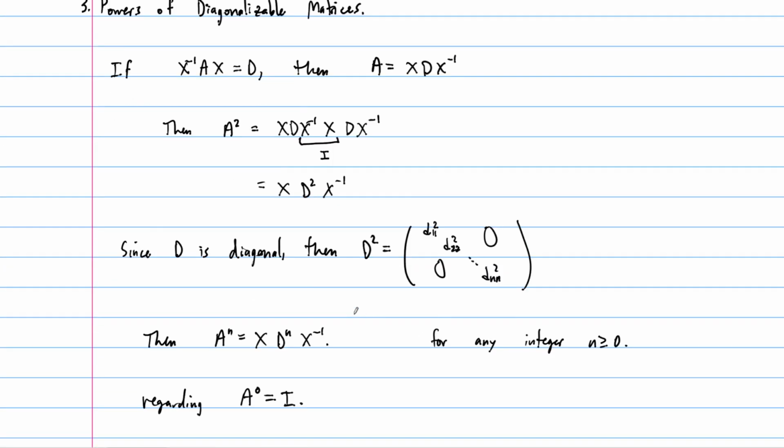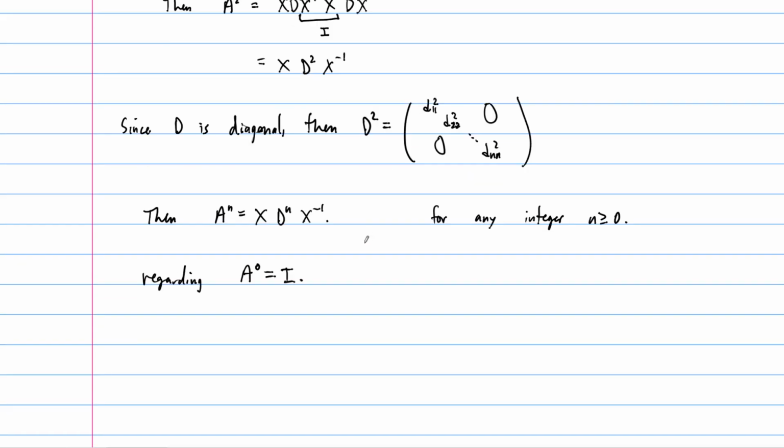So now we know how to take powers of diagonal matrices, or powers of diagonalizable matrices. Now what I want to do is define the exponential of a matrix. Before we write down the definition of the exponential of a matrix, let's recall the power series expansion of e to the x.